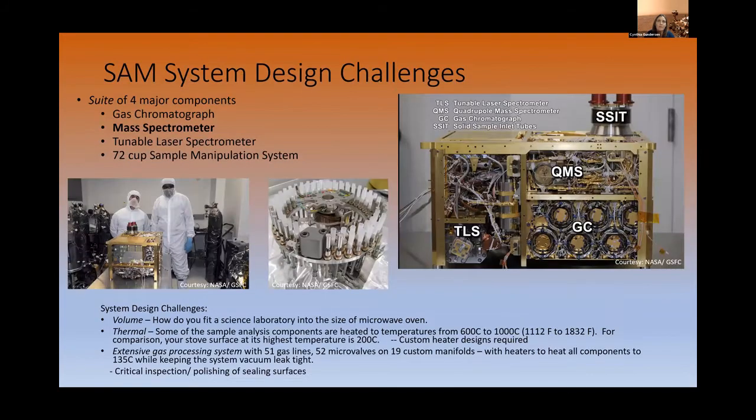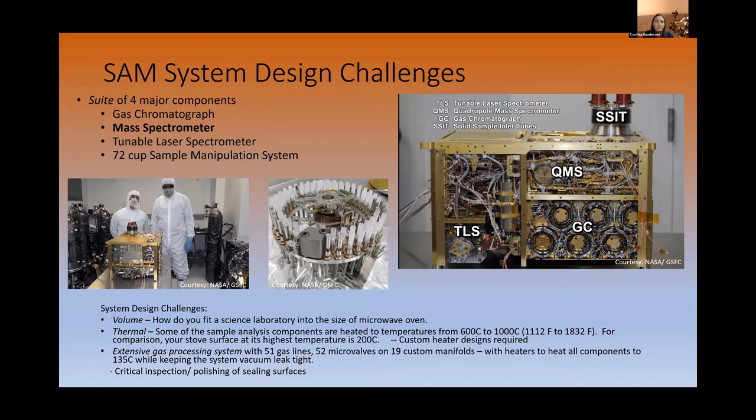And now I want to take a few minutes to talk about SAM, because SAM was the most challenging development ever. It was just an incredibly large instrument suite. My primary job on SAM was to design and help develop the mass spectrometer, which you saw in the video, as well as the gas processing system that ties all of the major components together.